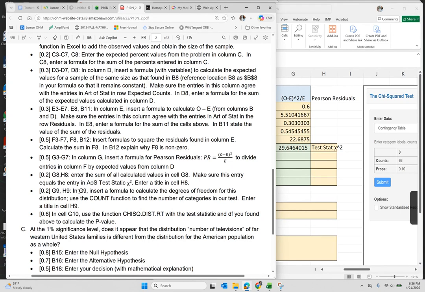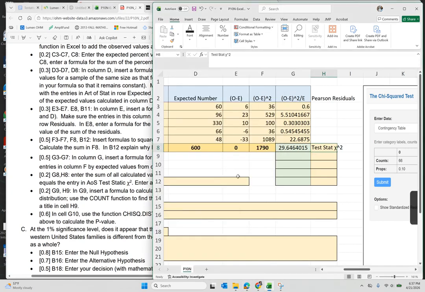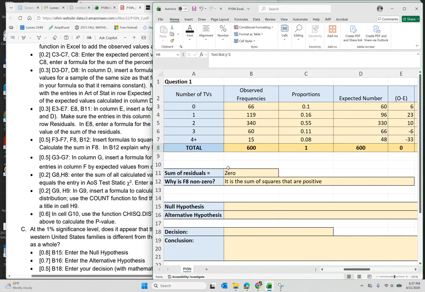G9 and H9. In G9, insert the formula to calculate the degrees of freedom for this distribution. You want to use the count function to find the number of categories in our test. Enter a title in cell H9. So in our test, we have 5 categories. We actually had to enter that number in ArtofStat before we even started to generate the contingency table.